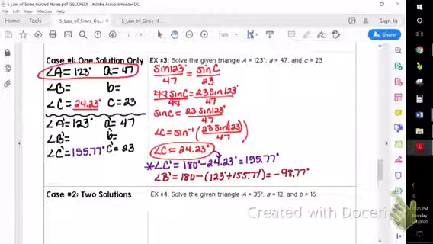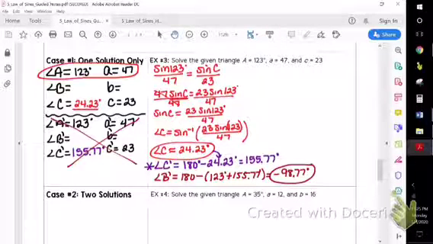Wait, can angle B be negative? No. Look, angle A and angle C are both obtuse angles. Can you have two obtuse angles in a triangle? No, those two angles together are already greater than 180. There's nothing left for angle B there. So that means the second triangle does not exist. Now the first one still exists, and we're going to go finish it. But because when I tried to find that third angle it was negative, that can't be. Therefore, that second triangle doesn't exist.